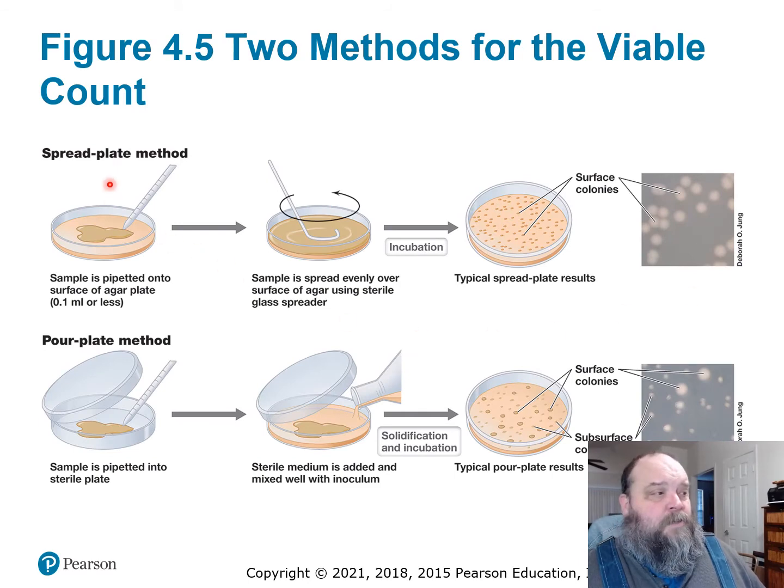The spread plate, you literally take a certain volume of your bacterial dilution and put it on a plate. You use a spreader, spread it around, incubate 12 to 24 hours, and then you come back and count the spots, the colonies. 1, 2, 3, 4, 5, 6, 7, 8, 9, 10, 11, 12. And then you figure out what the dilution was.